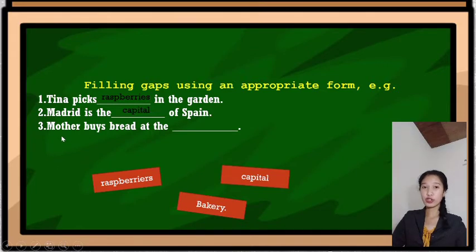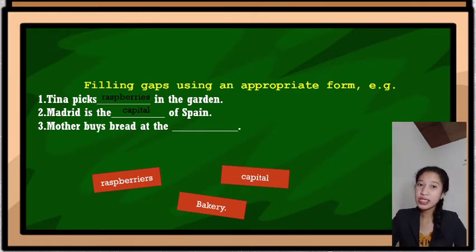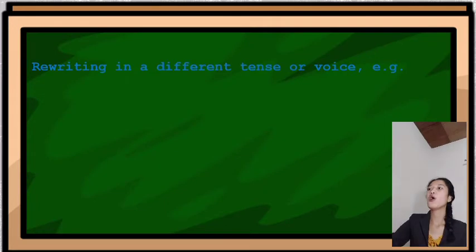Now let's proceed to the third sentence, which is Mother buys bread at the blank. Where do you usually buy bread? Is it in the ukay-ukay? Is it in the store? It is obviously in the bakery. We will buy bread in the bakery. Okay, now let's proceed to the next one.